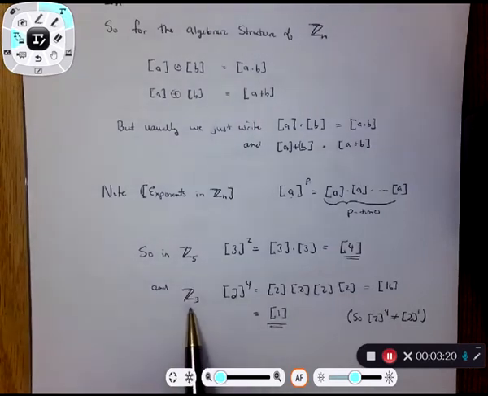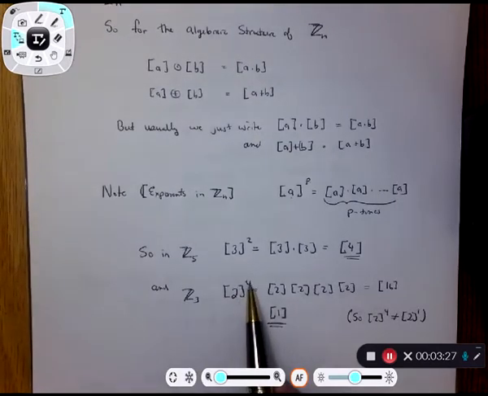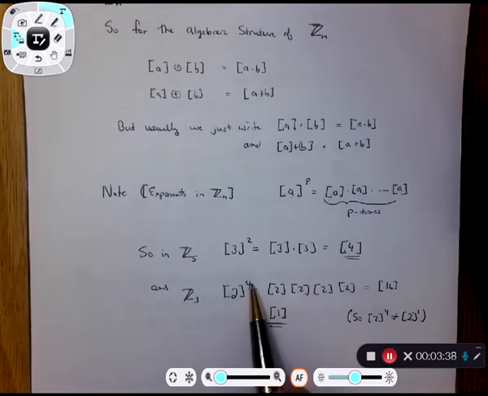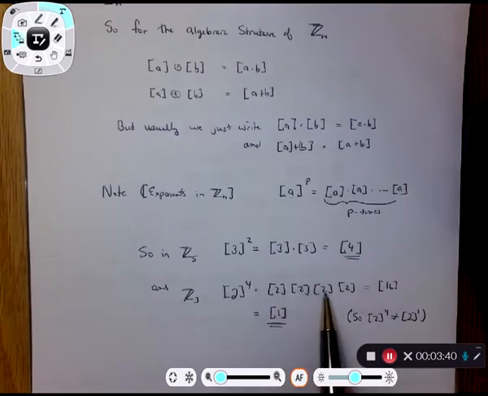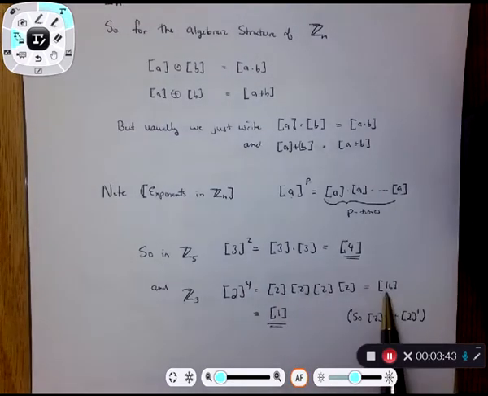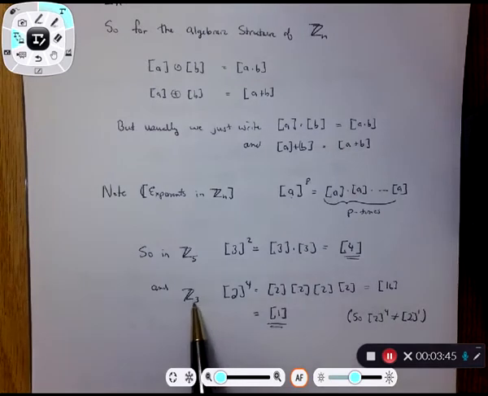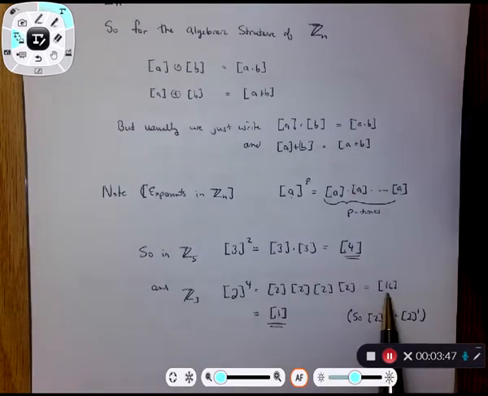Now, here's another example. In Z mod 3, remember in Z mod 3, you're allowed to have 0s, 1s, and 2s. So 2 raised to the 4th power. Now notice 4 is not in Z3, but this is not supposed to be a part of Z3. It's just the exponent telling you how many terms you're going to multiply. So equivalence class 2 to the 4th power is 2 times 2 times 2 times 2, which officially is equivalence class 16. But in Z mod 3, when you take 16 and divide by 3, you get a remainder of 1. So it's equal to the equivalence class 1.